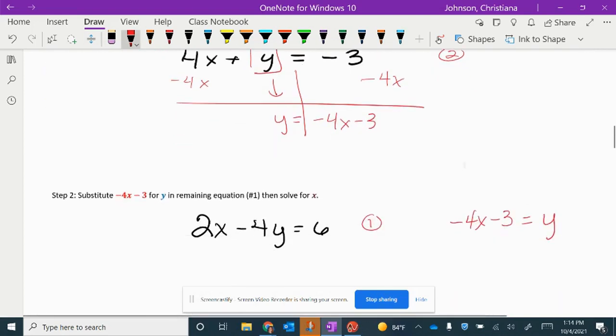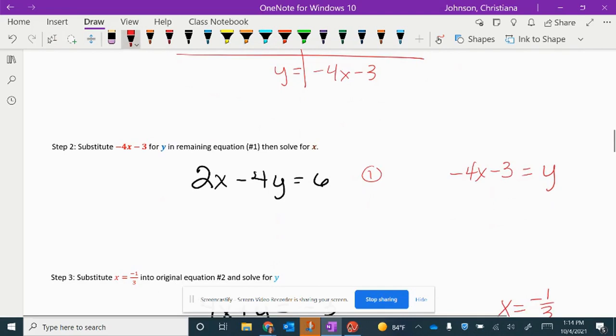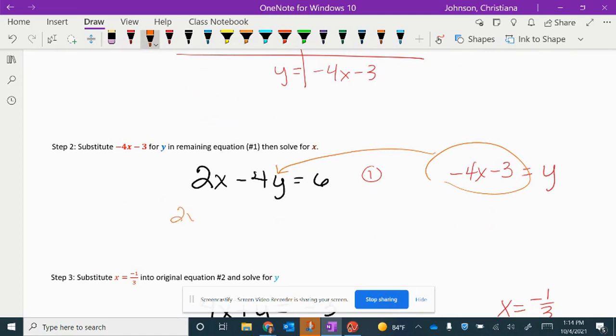Now that I have that, I'm going to take that negative 4x minus 3 and I'm going to replace it into everywhere I see y in the second equation. So I'm going to do 2x minus 4 times negative 4x minus 3. And this gets rid of my y value, but it still is identified by the negative 4x minus 3. So now we use distributing or double rainbow. Negative 4 times negative 4 is positive 16x. Negative 4 times negative 3 is positive 12. And that gives us that.